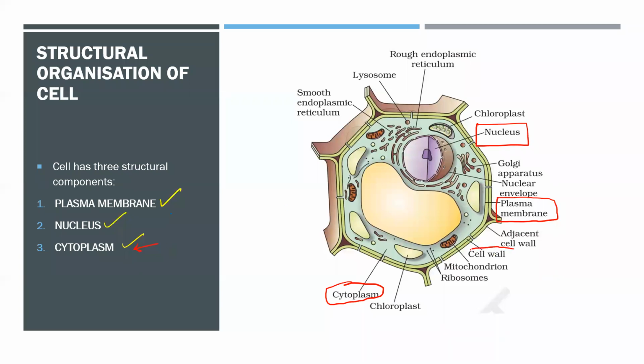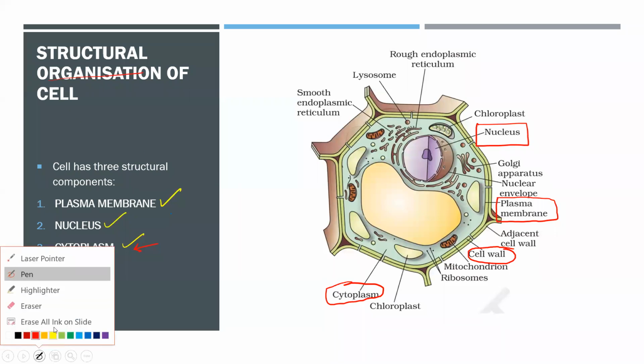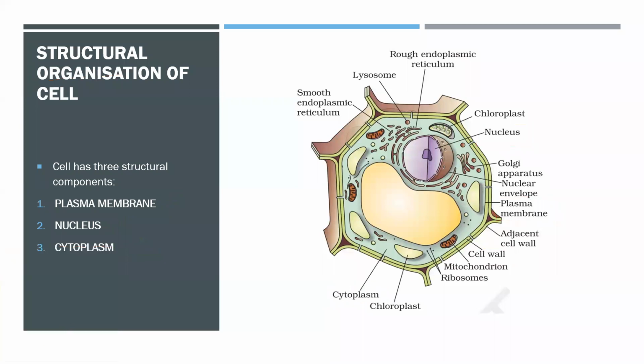Now one more thing. The plant cells are having one extra layer that is called the cell wall. But this cell wall is not present in animal cells. Since it is absent in the animal cells, we are not making it an official structural component of the cell. So in the structural organization of the cell, we do not include the cell wall.